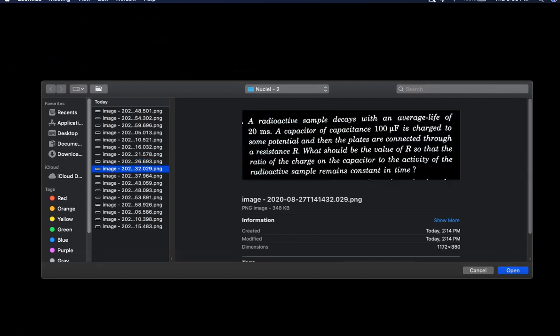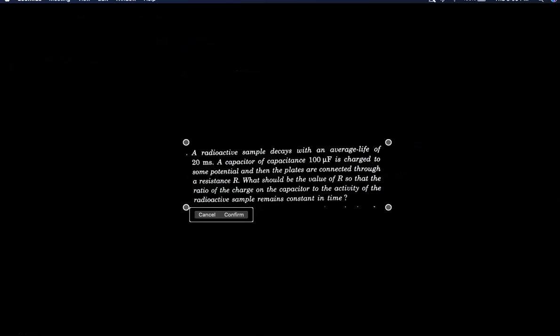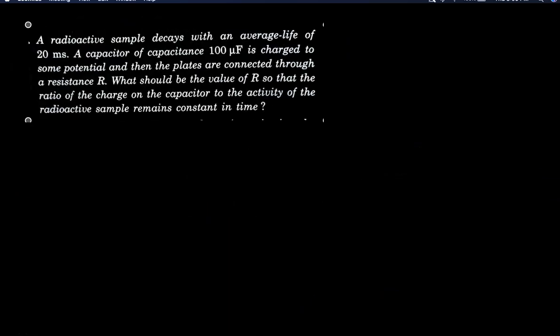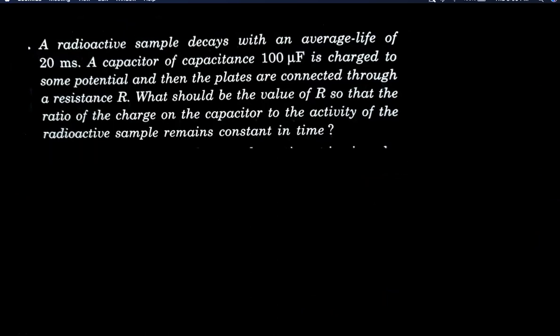We are done. This is interesting. The capacitor circuit is different. Okay, so there are two different things happening here.